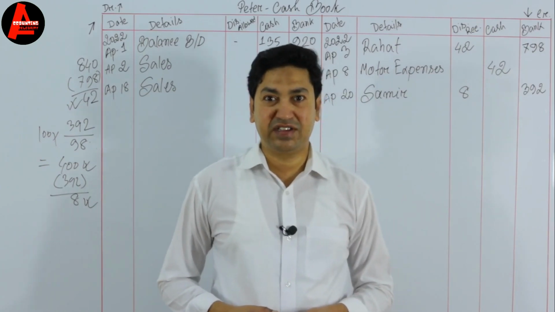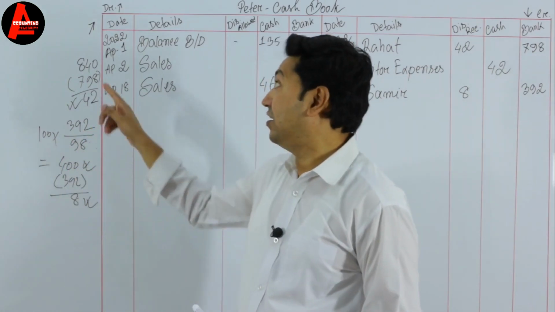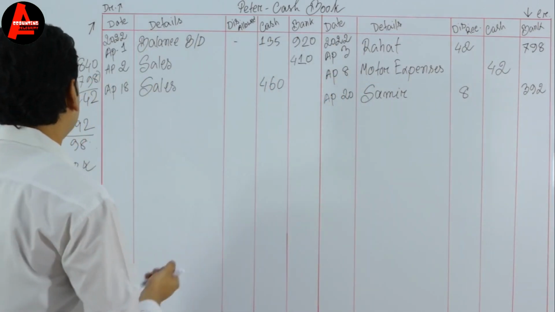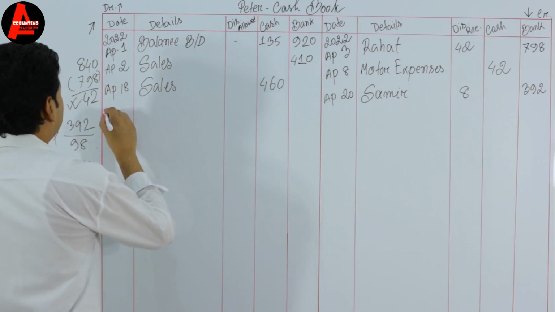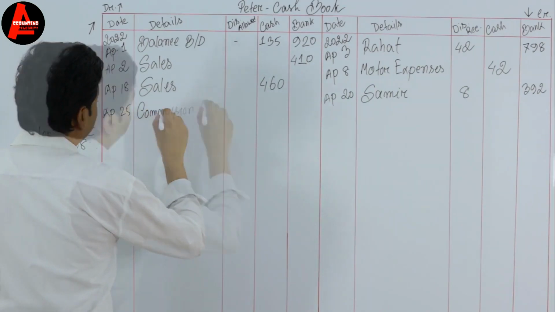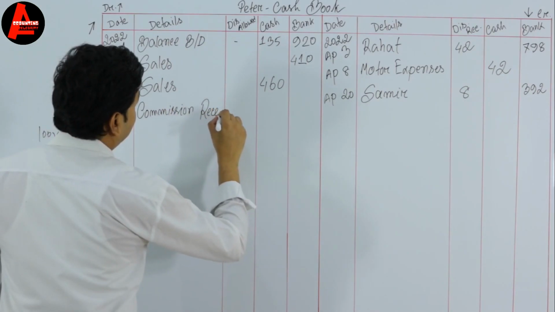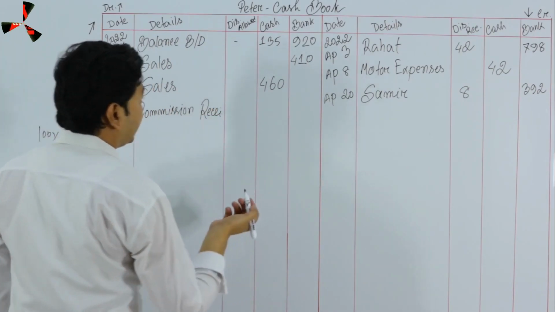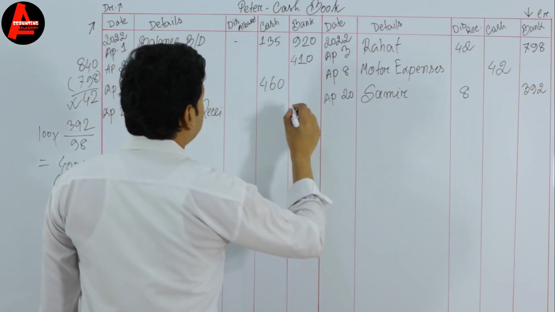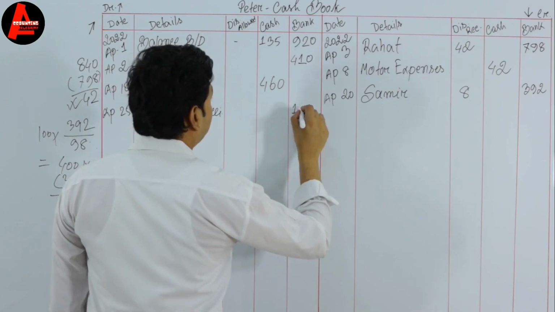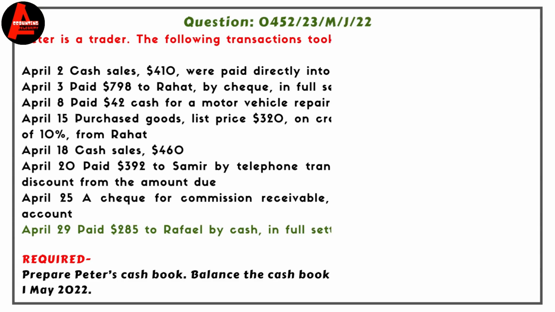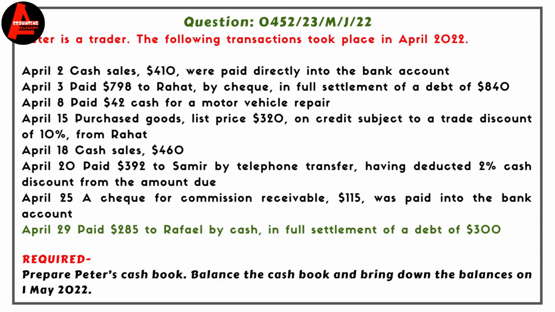Yes, bank increased, yeah? So we will write here on the debit side. As we know, if it is increased, we write on the debit side. So here we'll write the date first, April 25. We will write here commission received, right? Okay, commission received. So here it is paid into the bank. So we will write here $115 on the bank column. Okay. Our next transaction is here 29.